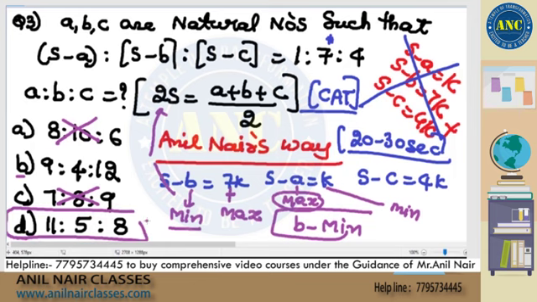How much time does it take just to look at a question and answer it? Please tell me, sir. Why do you need to take S minus A as K, S minus B as 7K, S minus C as 4K, add all the values, and substitute? 2S is nothing but A plus B plus C. I hope it is clear, right?